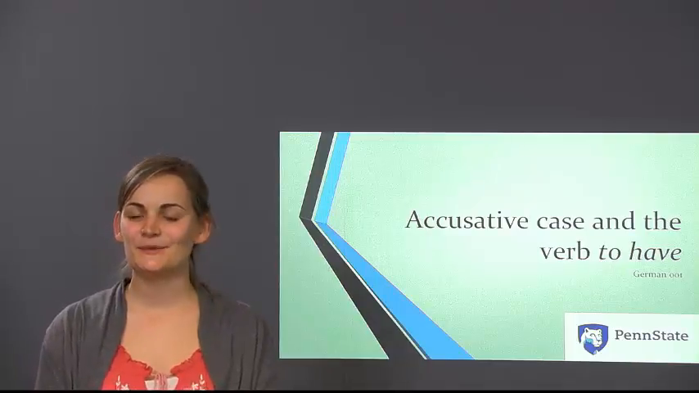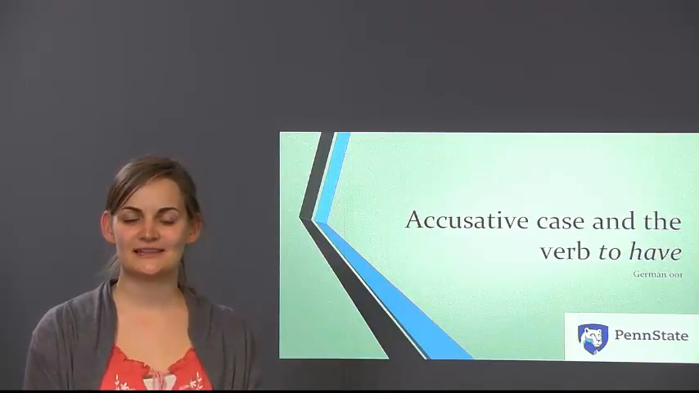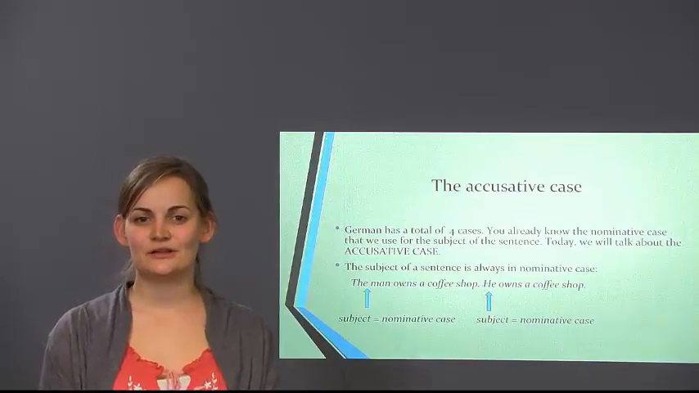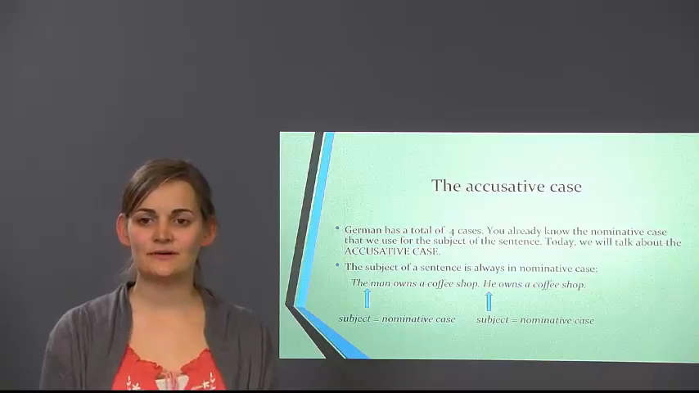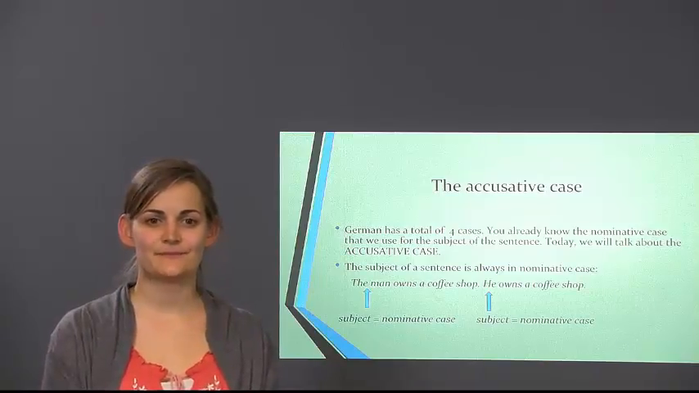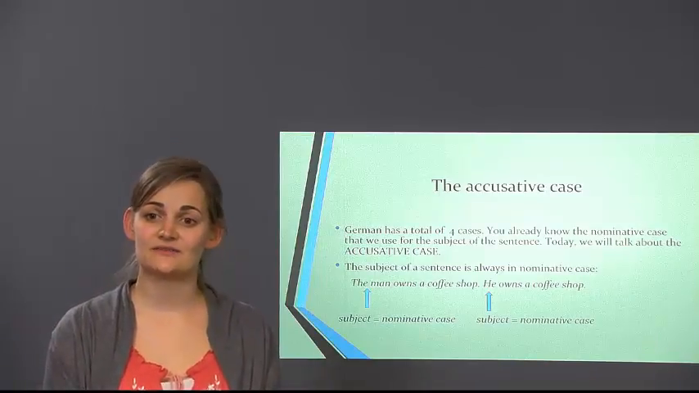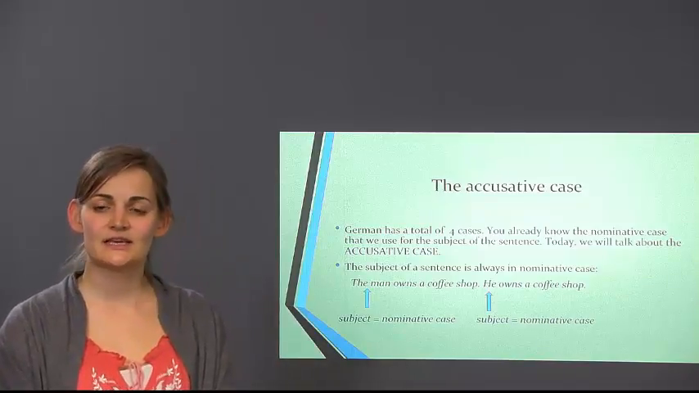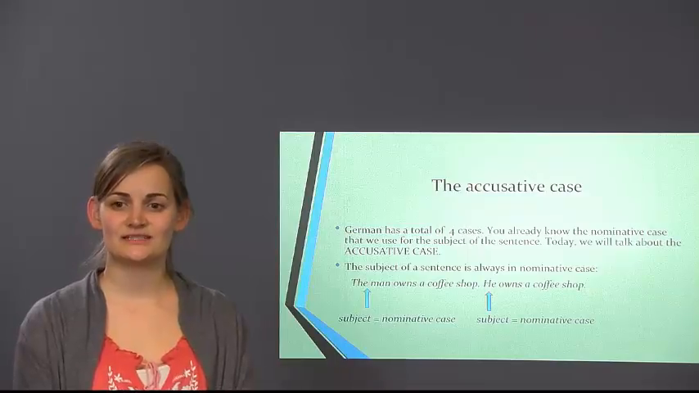Welcome. Today we're going to talk about the accusative case and the verb to have. German has a total of 4 cases, and you already know the nominative case. The nominative case was the case of the subject. Today we're going to learn about the accusative case, which is the case of the direct object.